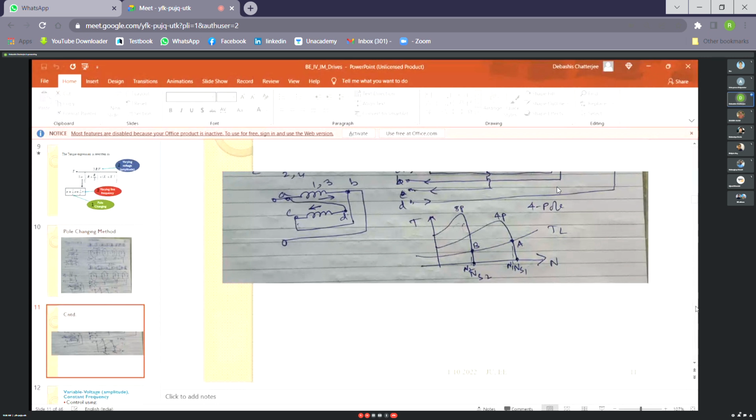So you can see the number of poles. That's what my point is. Okay, by changing the connection of the coils.